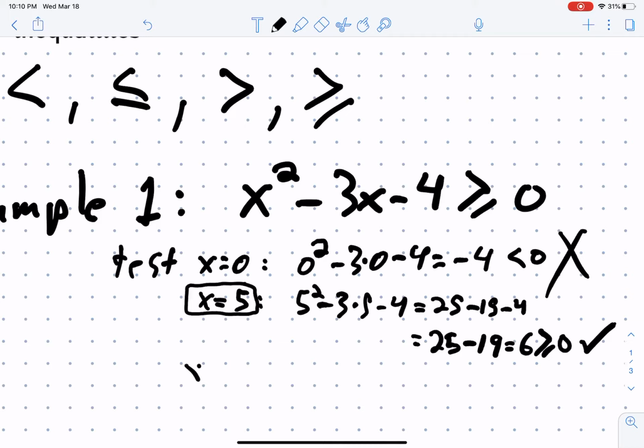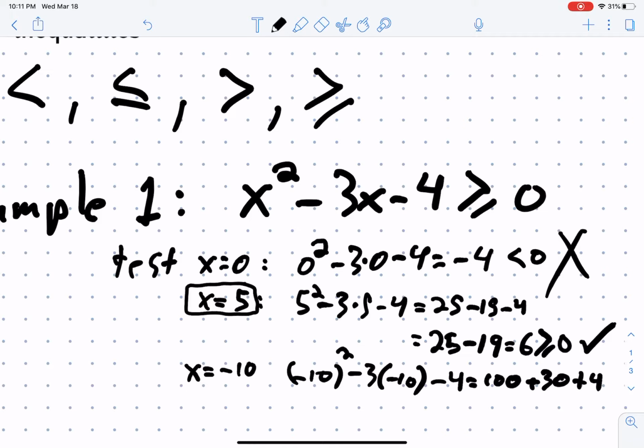We could keep going. We could try a negative number, x equal to negative 10, let's say. And here we just have to be careful when we plug in negative 10 squared minus 3 times negative 10 minus 4. And this thing is equal to, I think, 134. In any case, it is definitely bigger than or equal to 0. And because of that, this one works also. And this is also a number that we're going to want to capture.